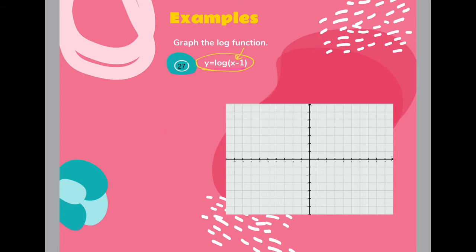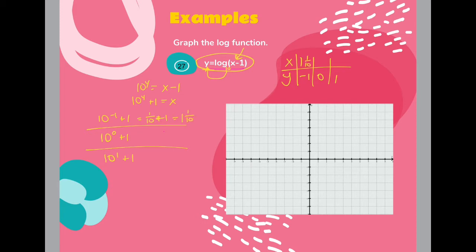If we didn't catch it and we had to plot our points, we would still get x and y. We would do -1, 0, and 1. The base here is 10, so 10 is going to come over and pick up the y. 10 to the y would equal x minus 1, and then I would move the 1 to the side with the 10. So when I plug in, I would do 10 to the -1 plus 1, and then 10 to the 0 plus 1, and then 10 to the first plus 1. So this would be 1/10 plus 1, or 1 and 1/10. This would be 1 plus 1, or 2. And this would be 10 plus 1, or 11.